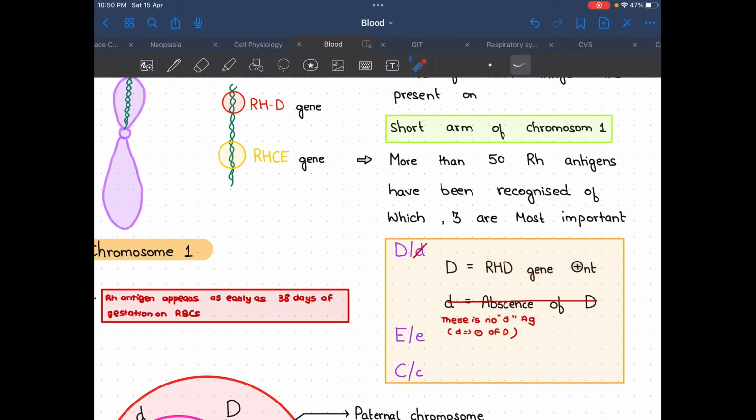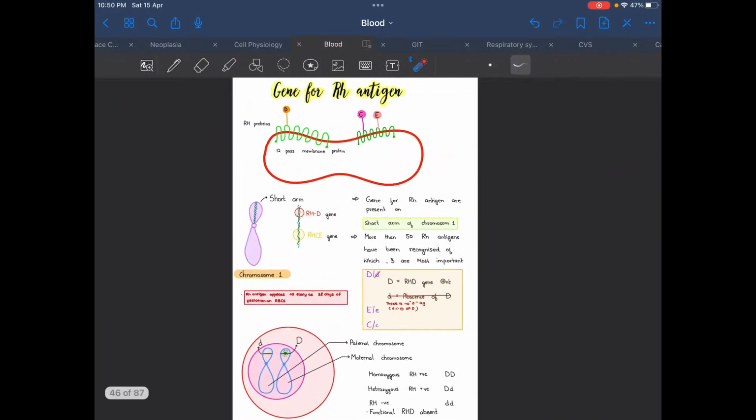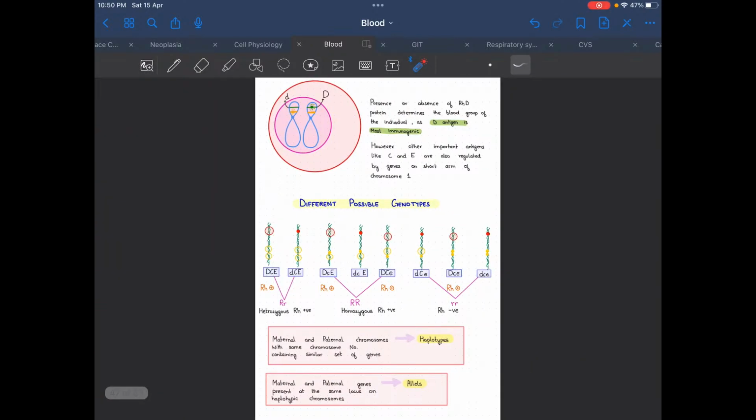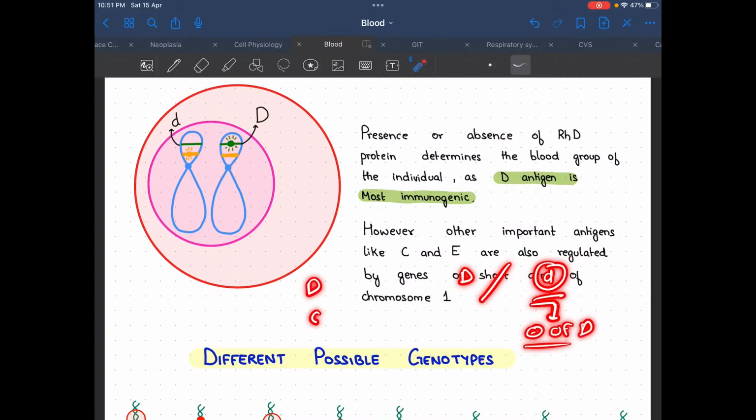But why are we always after D? Because D is the most immunogenic. Its presence and absence will matter, and the presence and absence of the others will not matter. Okay? So that is the whole thing. And when does the RH antigen appear on the fetal RBCs? Mainly it appears on day 38 of gestation. So this is what I was talking about: because the D antigen is most immunogenic, that is why we say it either as capital D or small d. Just remember, there is no small d gene or any allele. It's mainly the absence of D that we signify. It's only D, or we can have capital C and small c, or capital E and small e. There is no small d.